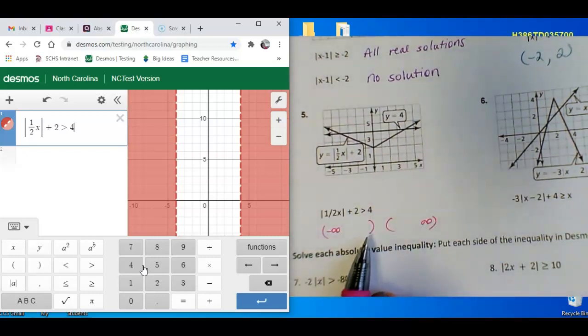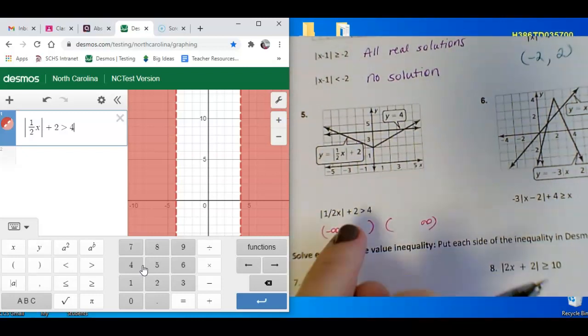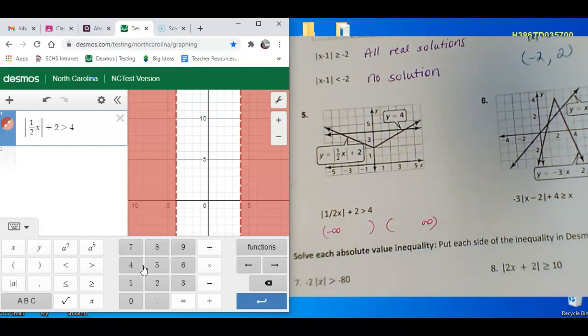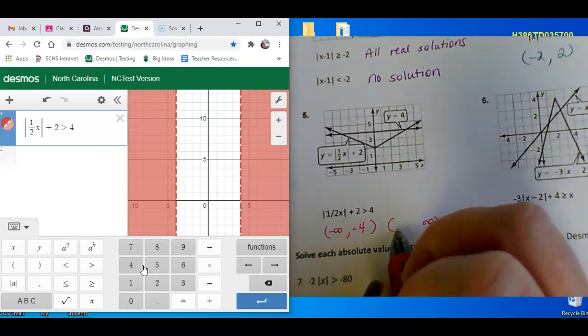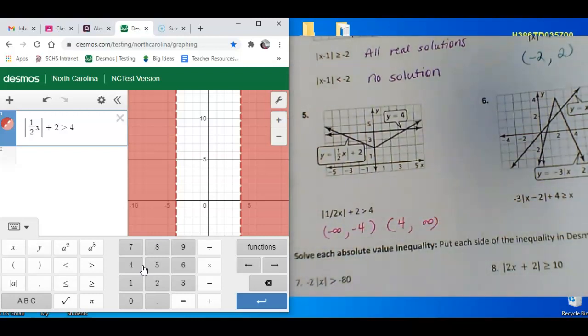And also I know it's a parentheses because I see those dotted lines, and there's not an equal right there. Alright, and then I figure out where those dotted lines are. It looks like it's at -4 and +4. And so there's our answer.